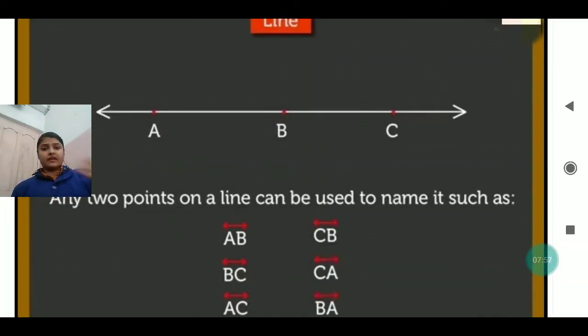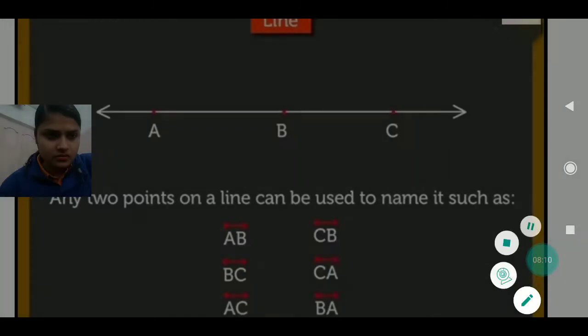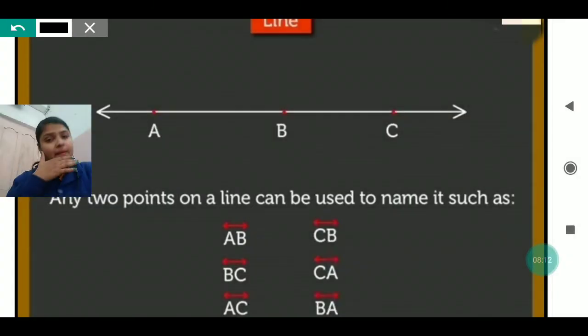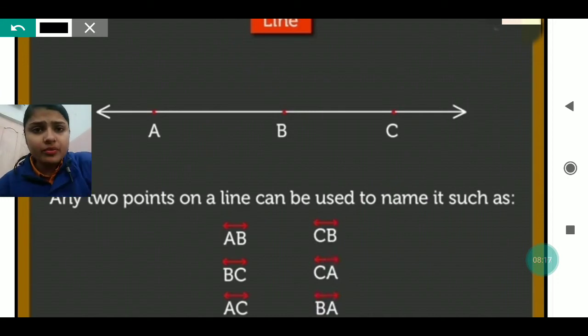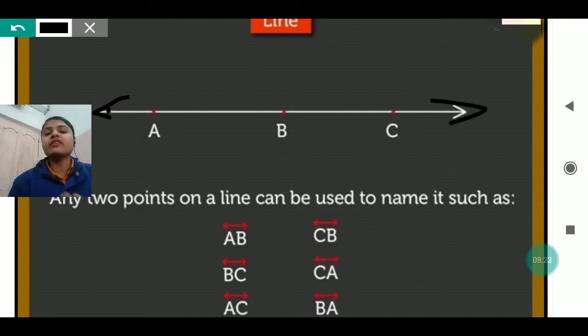When we are talking about a line, my dear students, a line doesn't have a fixed length. It can be extended. It does not have any starting point and does not have any end point. It can be extended till where we want to, because it doesn't have any fixed length. Like here, it is starting from here and ending here, but it can go further also. It is a straight line, and it can be extended further as much as we want.